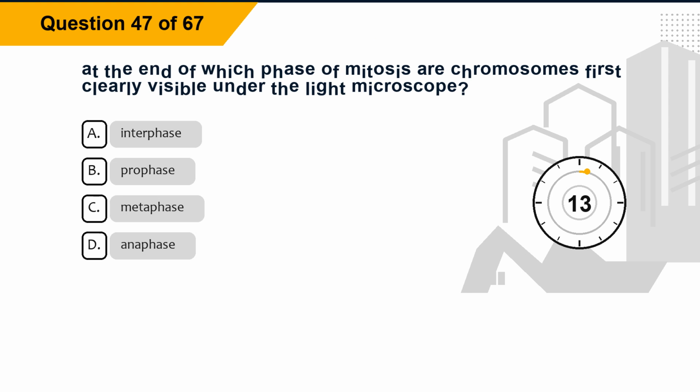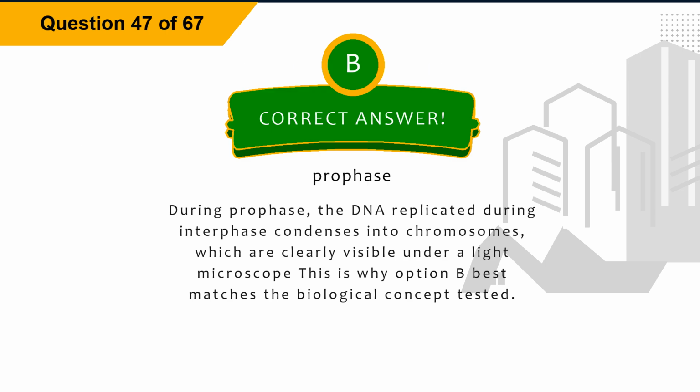Question 47. At the end of which phase of mitosis are chromosomes first clearly visible under the light microscope? Option A, interphase. Option B, prophase. Option C, metaphase. Option D, anaphase. The correct answer is option B, prophase.